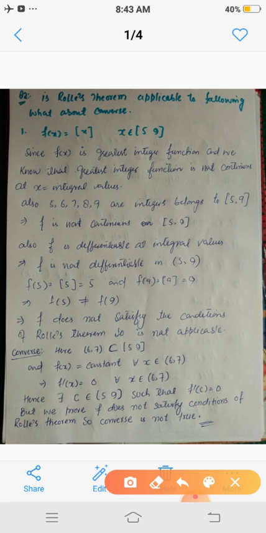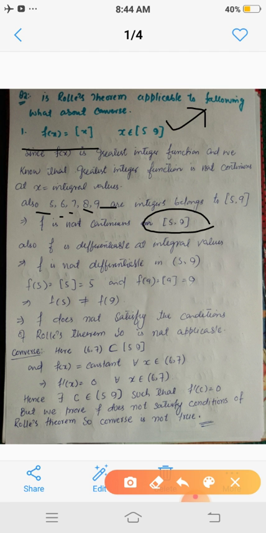Is Rolle's theorem applicable to the given function, that is f of x equals the greatest integer function? What about its converse? Since you know that the greatest integer function is not continuous at the integral values, that is when x equals 1, 2, 3, minus 1, minus 2, minus 3 and so on, the function is not continuous. Here 5, 6, 7, 8, 9 are the integers which belong to the given domain, which implies that f is not continuous at these points. Hence in particular f is not continuous in the interval 5, 9.